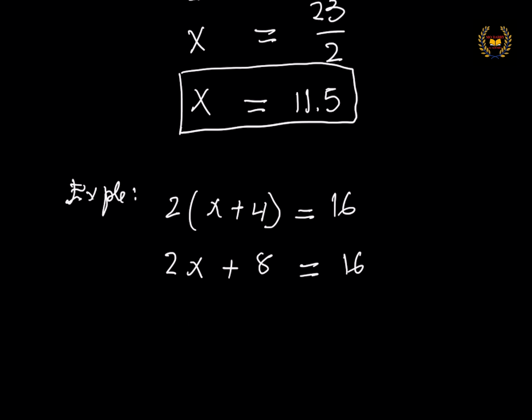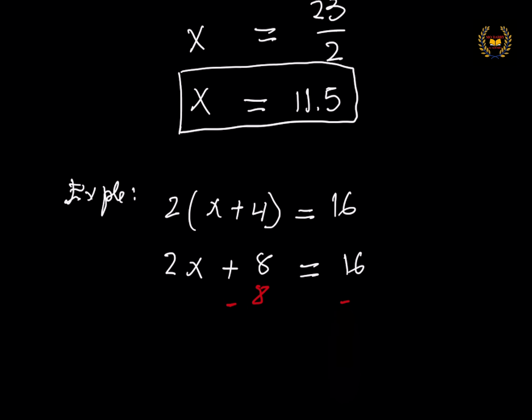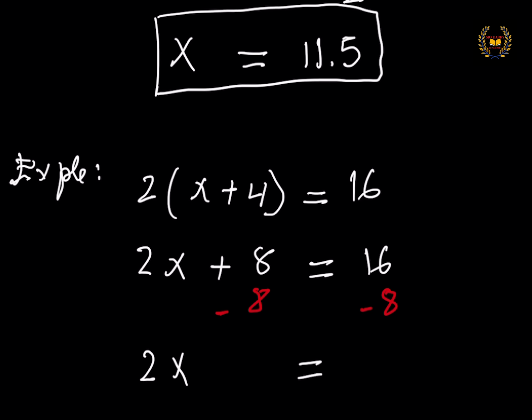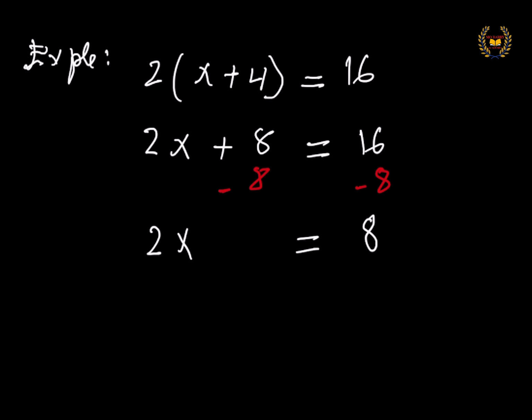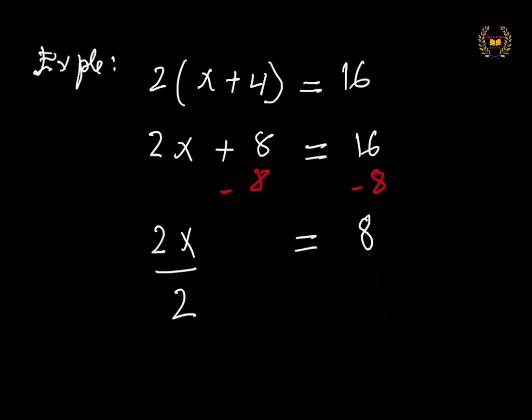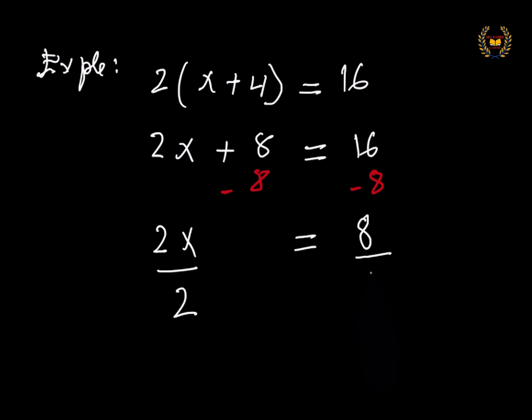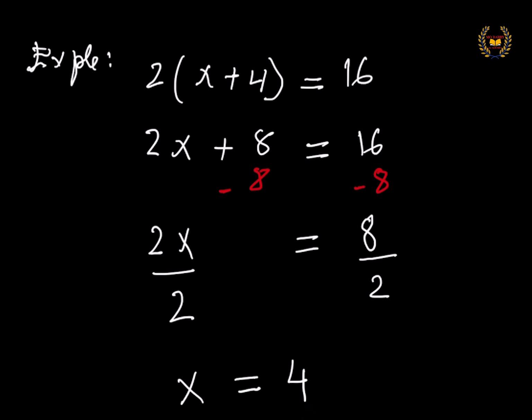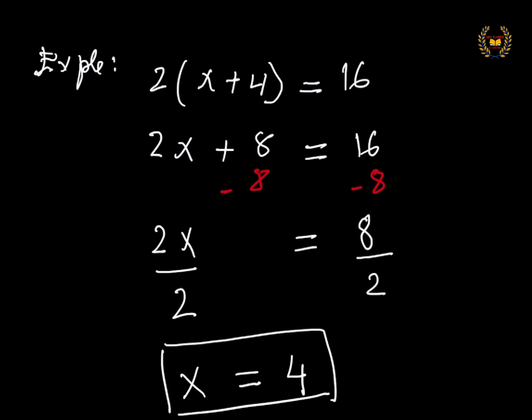So it will be minus 8 and minus 8 in the second term. It will remain 2x equals 8. So now we can divide both terms by 2. If we divide this by 2 and we divide 8 by 2, we will have x equals 4. So this is our answer.